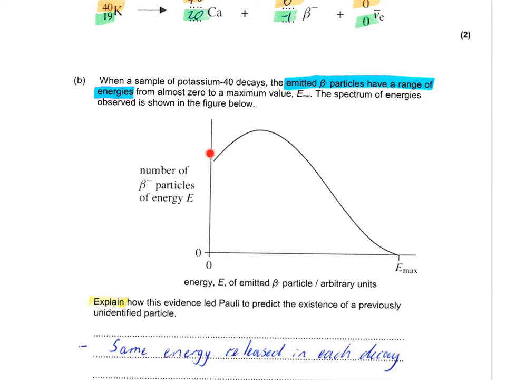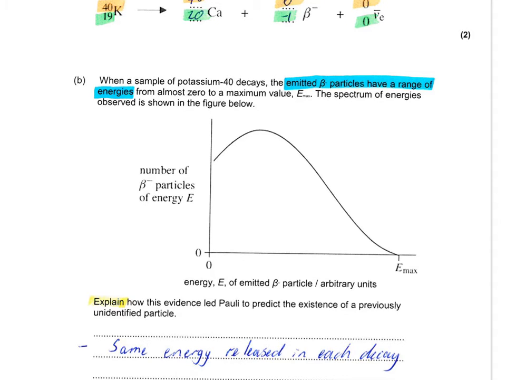So we get a significant number of beta minus particles at very low energies, rises up to a peak at that energy there, and then drops down until we get a very small number, or smaller and smaller numbers as we approach the maximum kinetic energy.